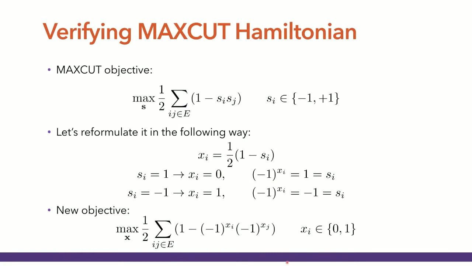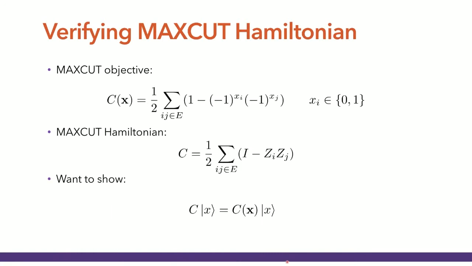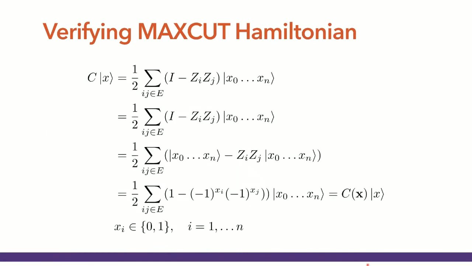So remember, what we want to show is that our max-cut Hamiltonian acts on the computational basis state x as the value of the objective function on the corresponding binary string. And from what you've seen before, it should be clear that this is exactly what it does. Just walk through it. So this is our Hamiltonian acting on some computational basis state x.